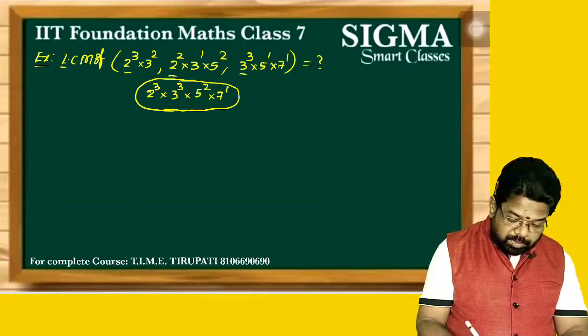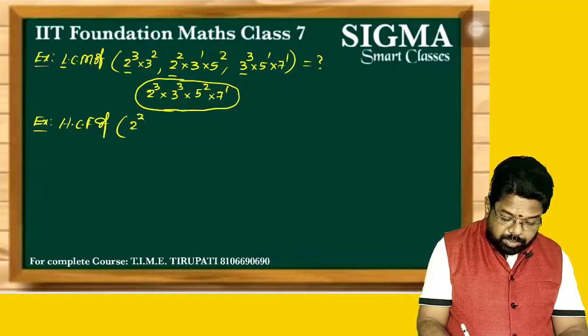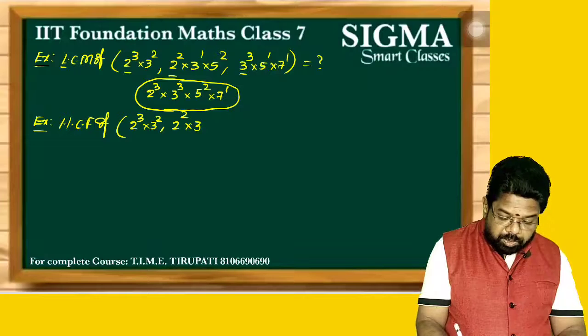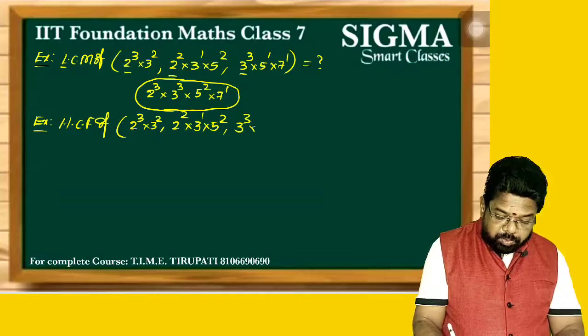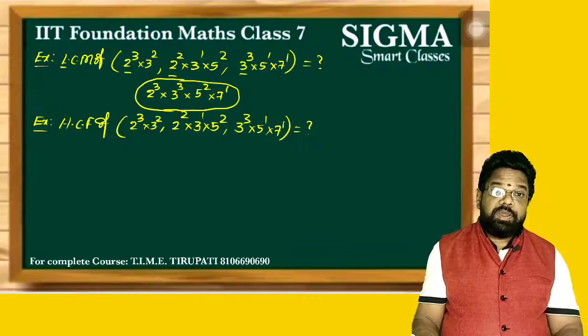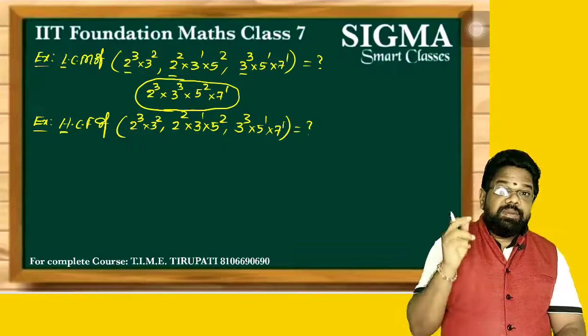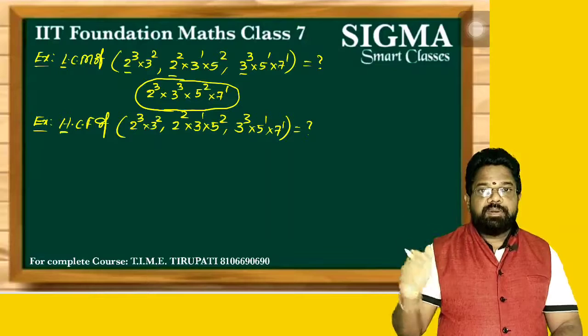Now for the same values, how can we calculate the HCF? HCF of 2 power 3 into 3 power 2, 2 power 2 into 3 power 1 into 5 power 2, 3 power 3 into 5 power 1 into 7 power 1. Highest common factor, so you have to take the least one here. HCF means highest, but our answer will be least. But one condition is this: that factor must be in each and every term.